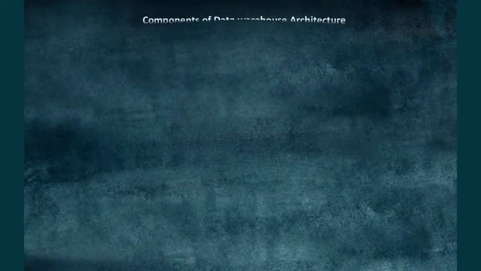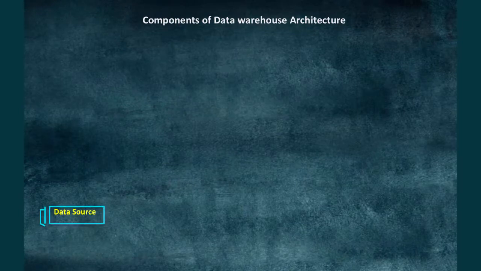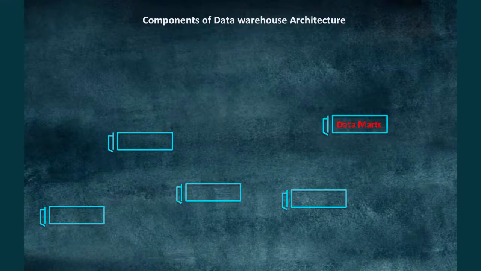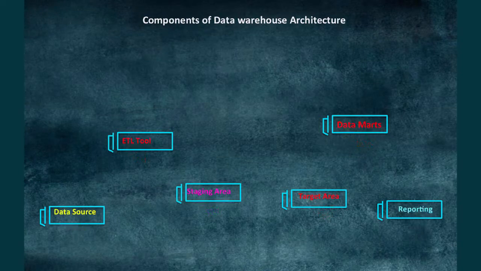Components of Data Warehouse architecture. The core components of Data Warehouse architecture are source system, ETL tool, staging area, target area, DataMarts, and reporting. Let's once again recall the core components. They're source data, ETL tool, staging area, target area, DataMarts, and reporting.